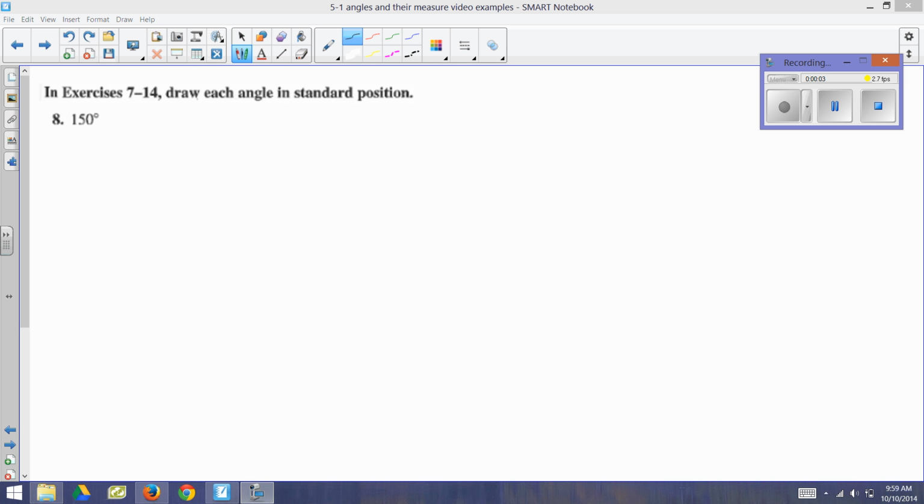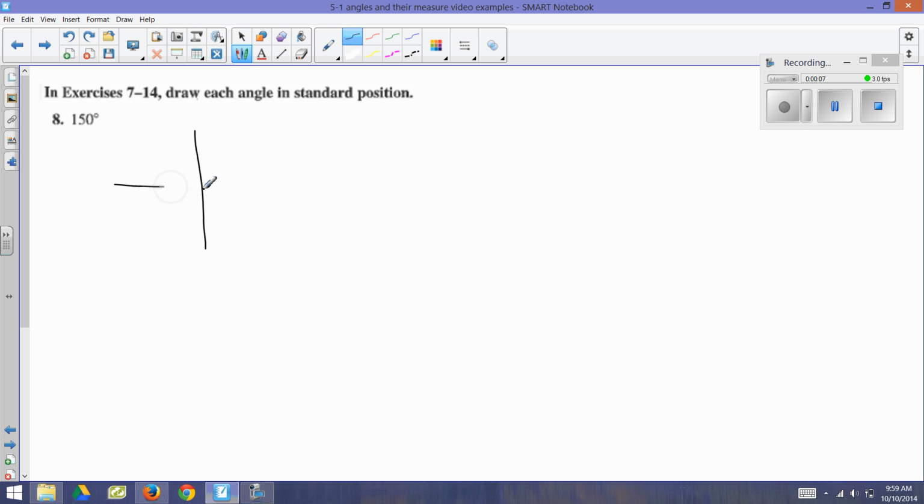Draw each angle in standard position. So I have an X and a Y axis. Standard position is, I'm starting right there. I'm going 150 degrees. So this is 90, so 150 is about right there. That angle right here is 150 degrees.